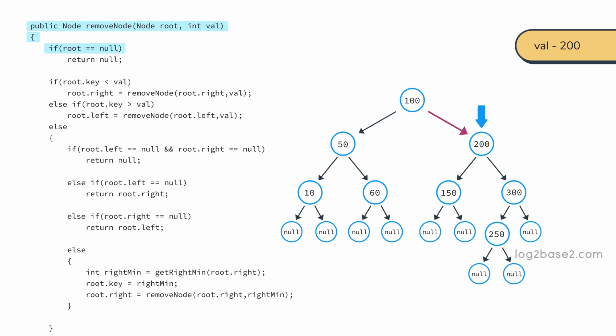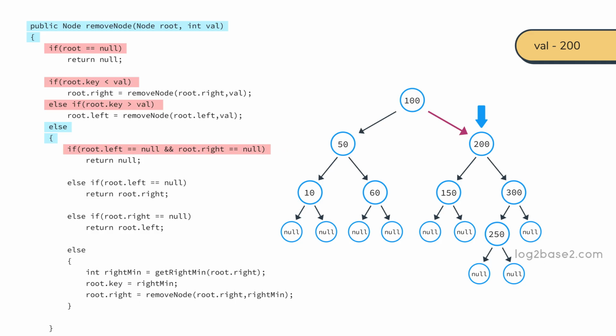200. Now again check if the tree is empty, but it is not. 200 is not less than root and 200 is not greater than root. So 200 must be the root node here. So we have found the node to be deleted. Next, we need to identify the deletion case. So first check if it is a leaf node. So we have if root left equal to null and root right equal to null, but it is not.